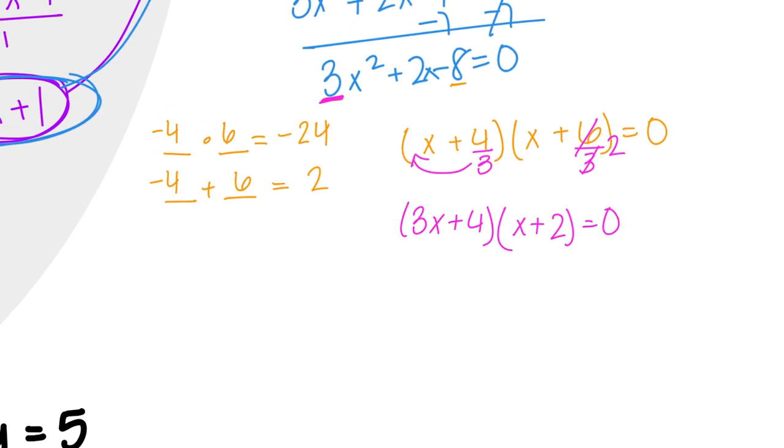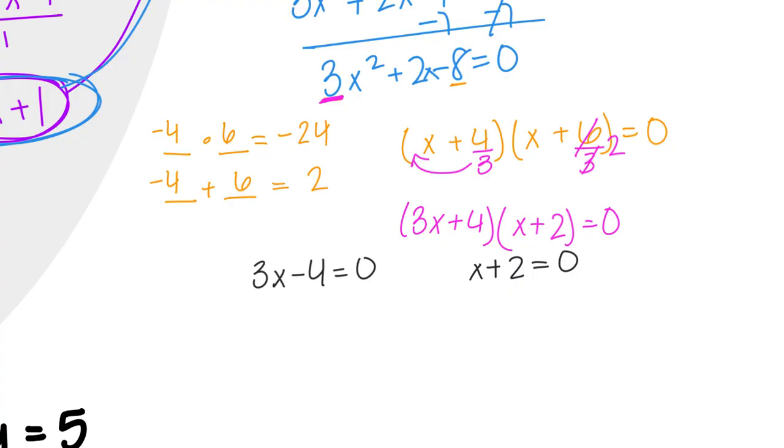Remember, I am going to get two solutions. So the first one, if I solve correctly, what am I going to get? Let's go ahead and I'll just do it this way. I have 3x minus 4 equals 0. And x plus 2 equals 0.